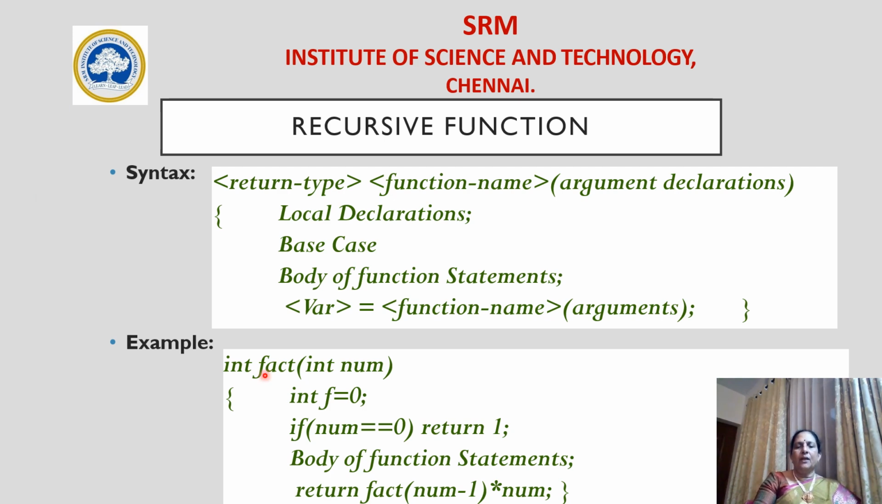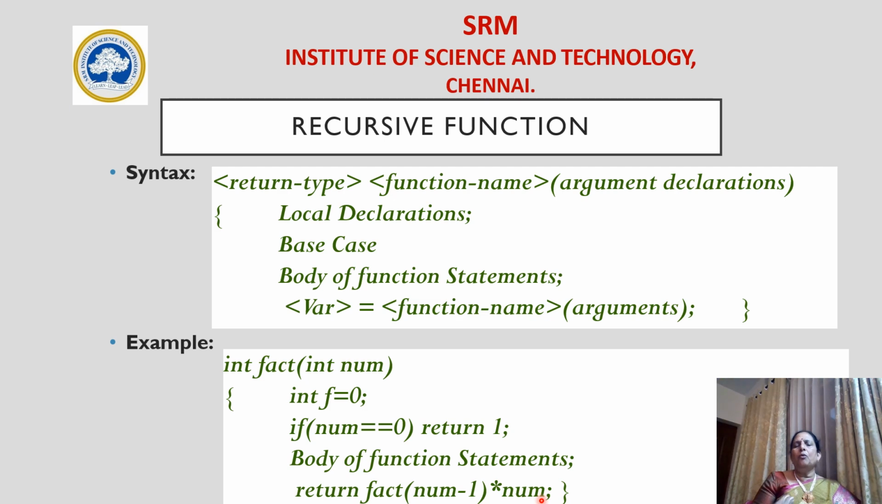So in our function for factorial, there is a base case, which means that if my number value is equal to 0, I need to return a 1. Otherwise, I need to return factorial of num minus 1 multiplied by the number. So every time we decrement the number by 1 and keep on calling factorial, and the current version's number will get multiplied.